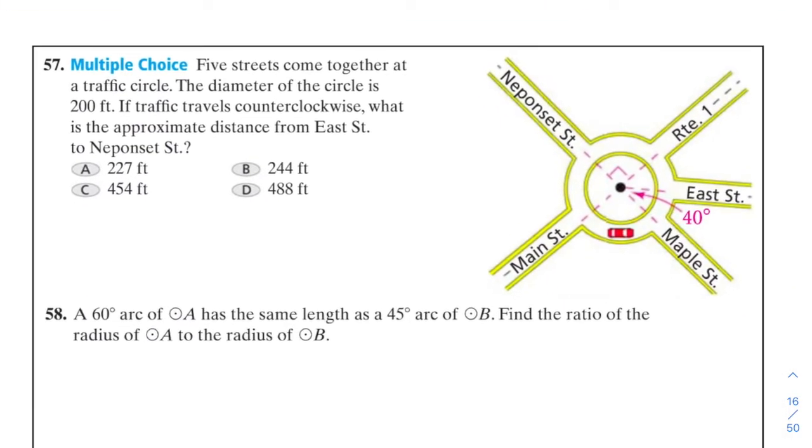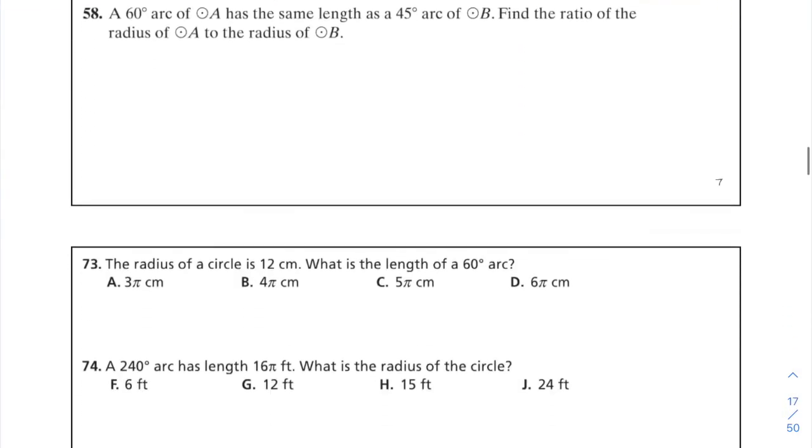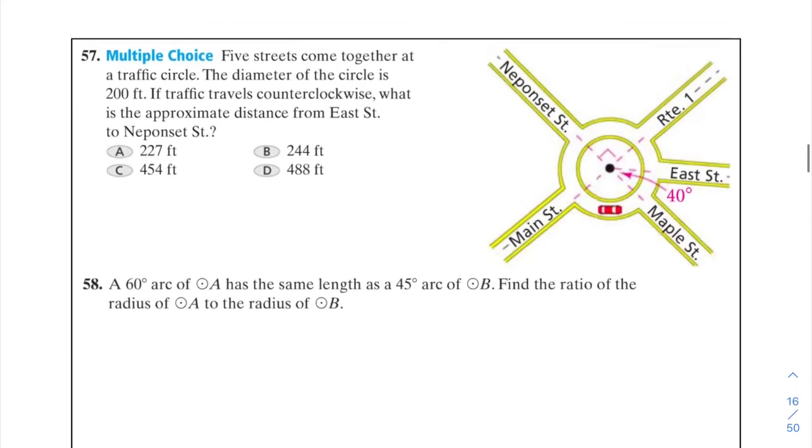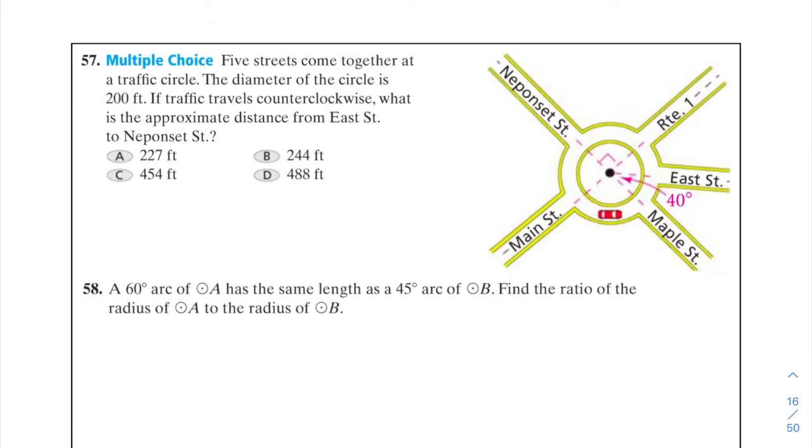Next problem. Oh, by the way, these are word problems. I took them out of your homework, so really, your homework should be a little bit easier. Five streets come together at a traffic circle. The diameter of the circle is 200 feet. If traffic travels counterclockwise, what is the approximate distance from East Street to Neponset Street?